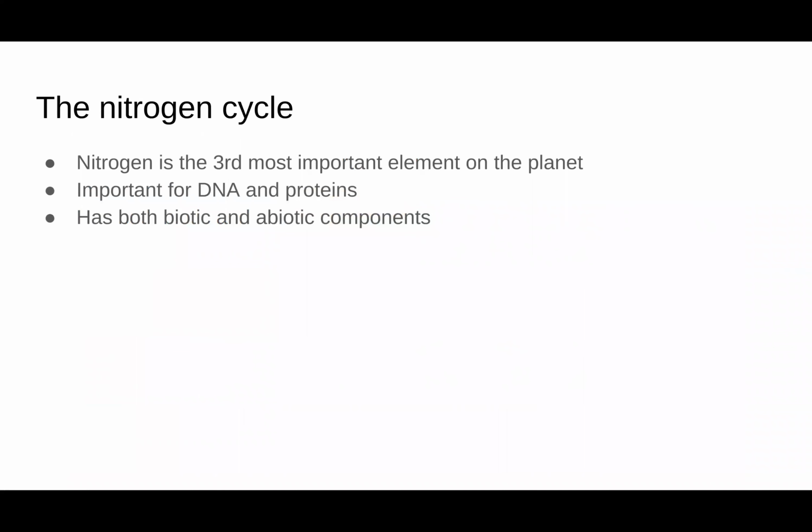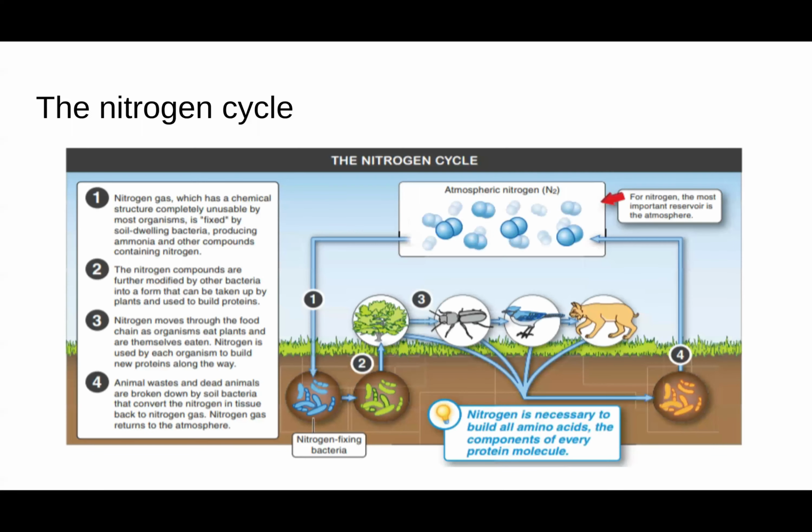Next up is our nitrogen cycle. This is important because nitrogen is the third most important element on the planet for life. If you remember, it is about 6% of your biomass. And if you remember the structure of DNA and proteins, nitrogen is a crucial component of both. You have your nitrogenous bases in your DNA. It all has nitrogen in it. So nitrogen and how it moves through ecosystems is very important. And like the carbon cycle, there are biotic and abiotic components.